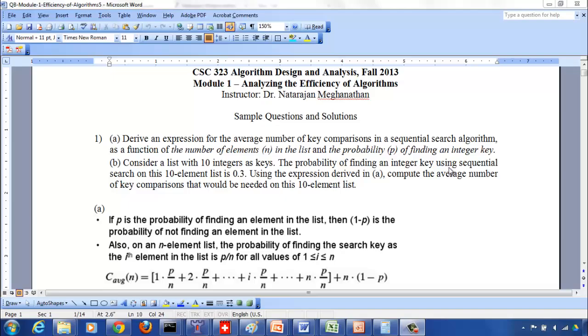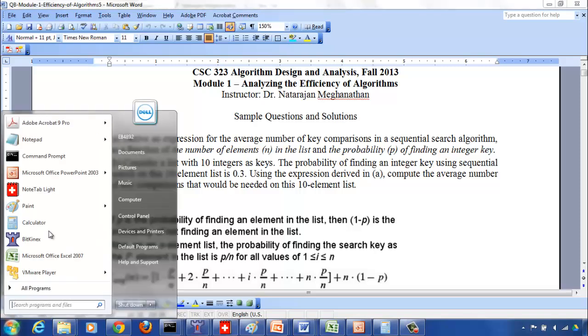Okay, so now we will review module 1, analyzing the efficiency of algorithms. What we want to do is derive an expression for the average number of key comparisons in the sequential search algorithm. So what is the sequential search algorithm? Given an array, we want to find whether a particular key, a search key, is in the array or not.